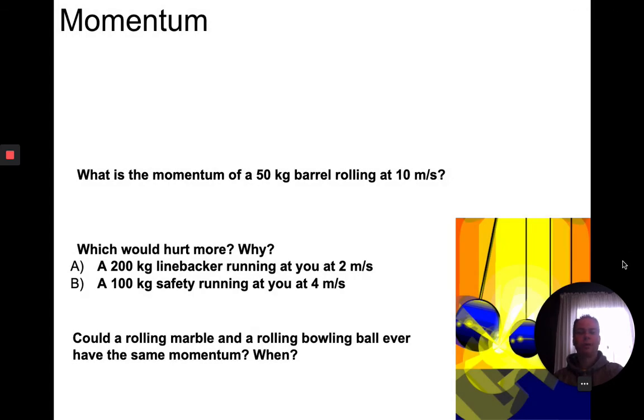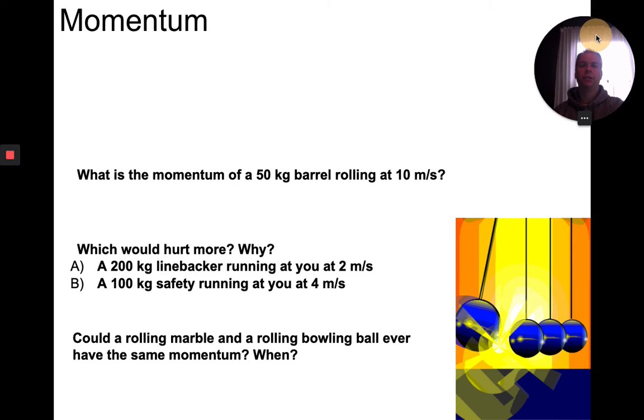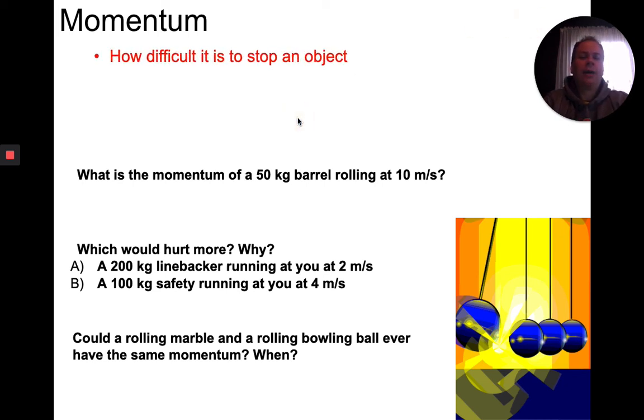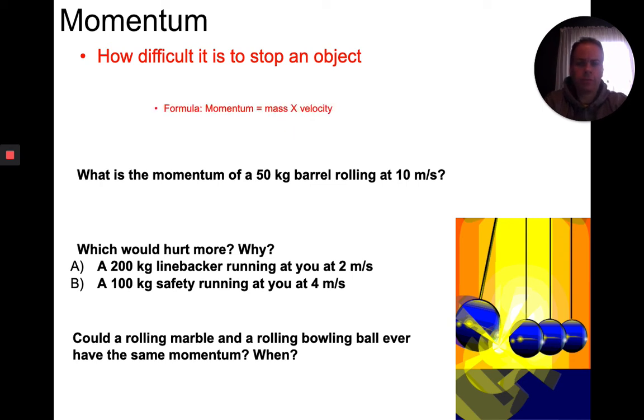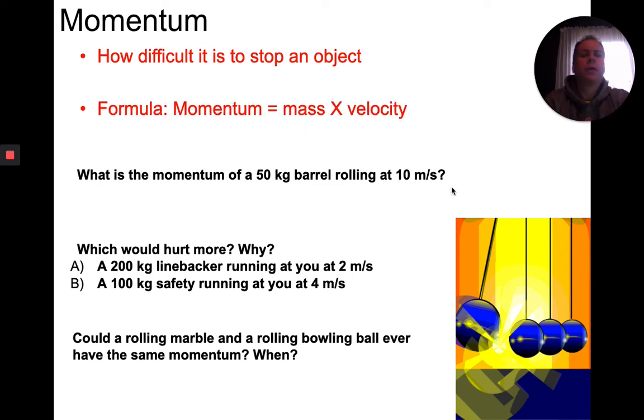All right, our final topic we're going to just mention here is this concept of momentum. So momentum is, you could sort of think of it as how difficult it would be to stop a moving object. To calculate the momentum of an object, we multiply its mass times the velocity that it's traveling.